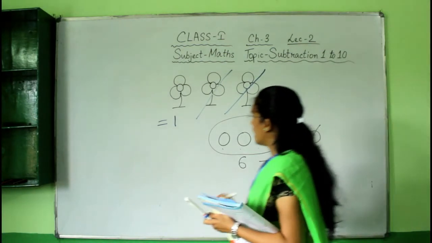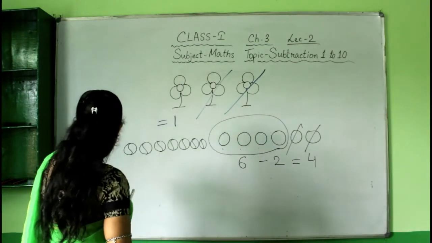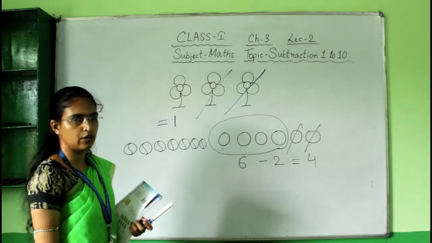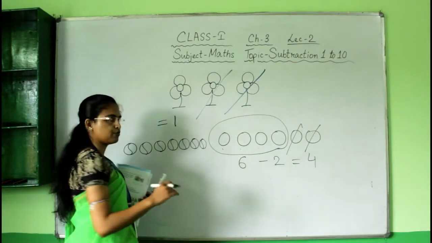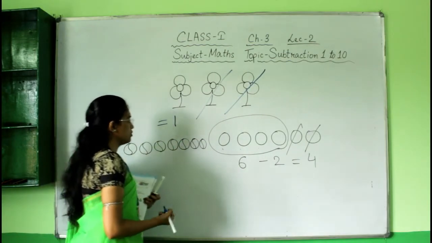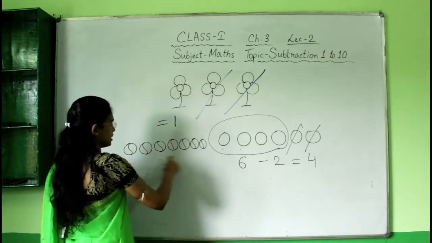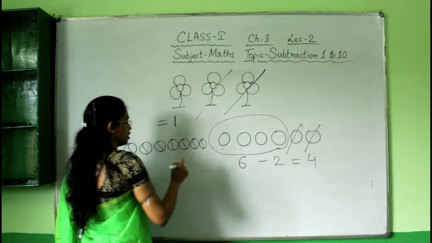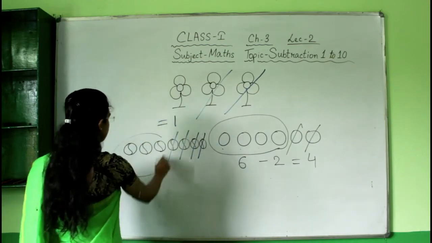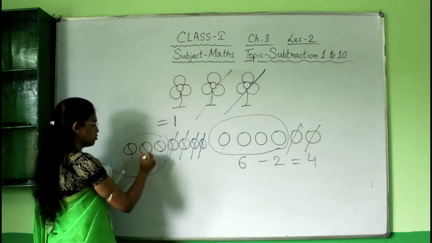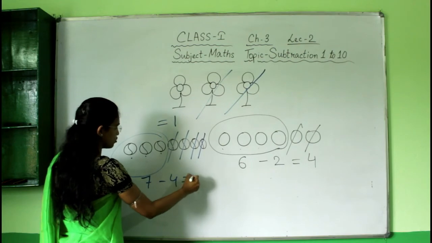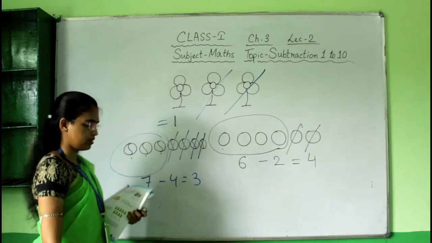Understood? Now I have 7 balls, and one of my friends has taken 4 balls from me. So how many balls are left with me? So I have 7 balls and I have given 4 balls to my friend. 1, 2, 3, 4. So how many balls are left? 1, 2, 3. 3 balls. That means 7 minus 4 equals 3.